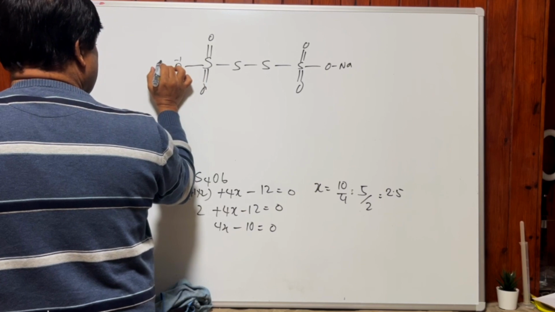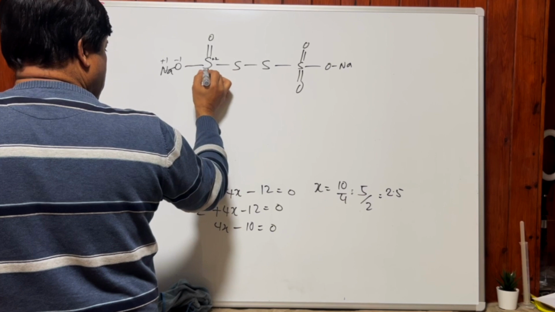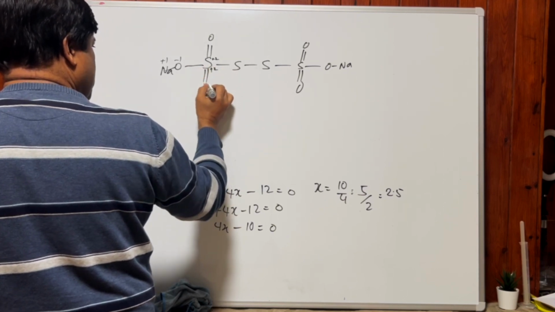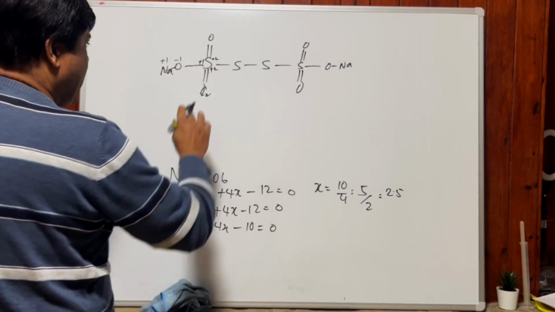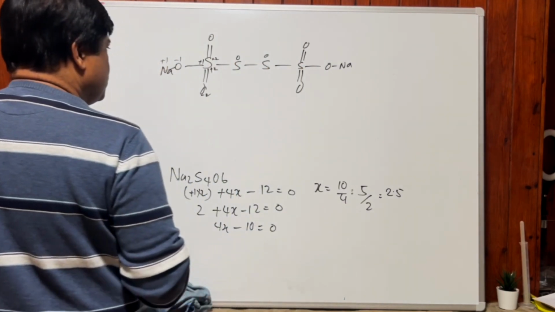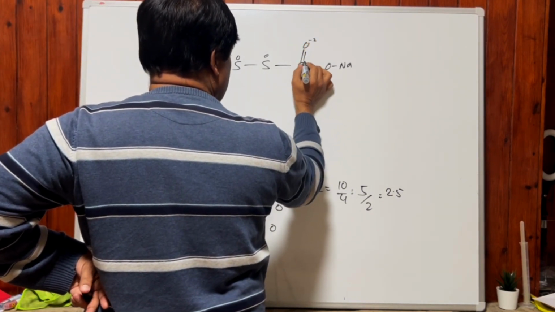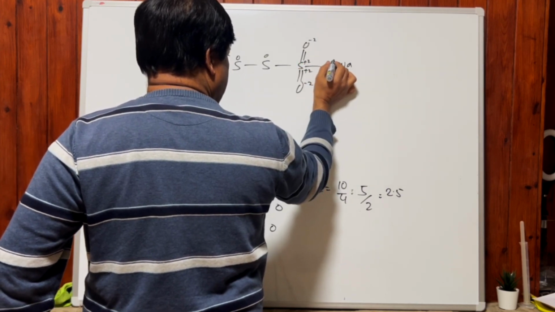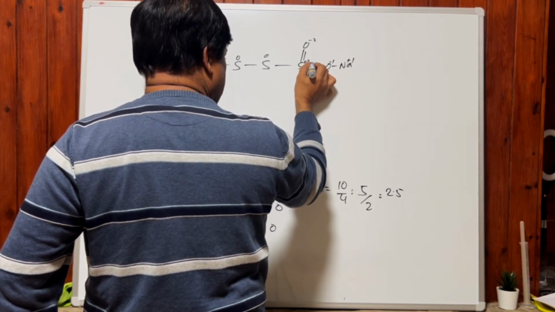Oxygen minus 1, sodium plus 1, minus 2, so plus 2 here, minus 2, each oxygen minus 2, so plus 2 here, minus 1 plus 1, okay. Here sulfur, sulfur 0, sulfur, sulfur 0, sulfur, sulfur 0. So minus 2, minus 2, this is plus 2, plus 2, minus 1, plus 1, minus 1, plus 1.